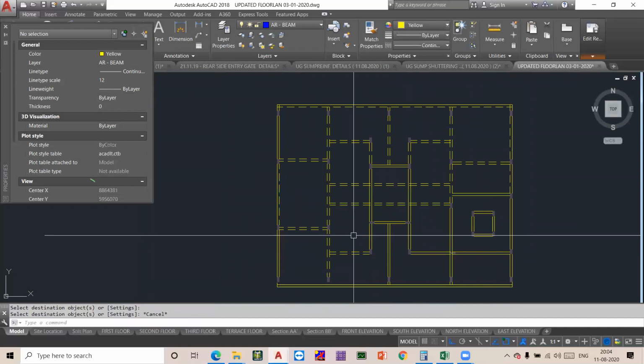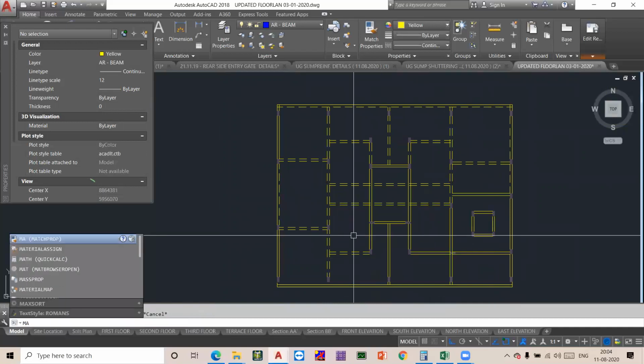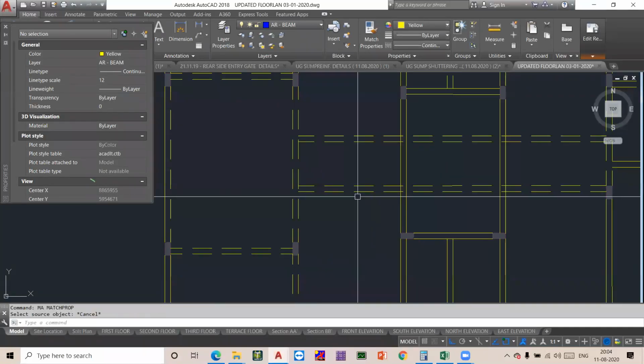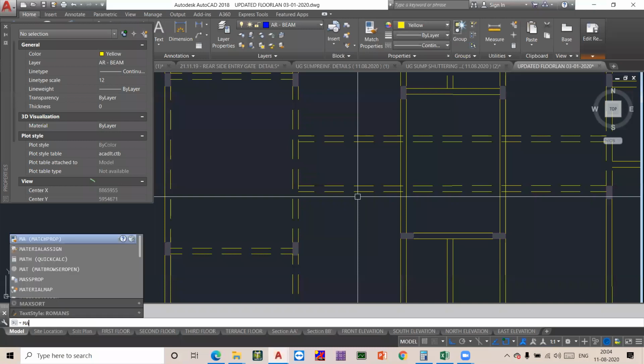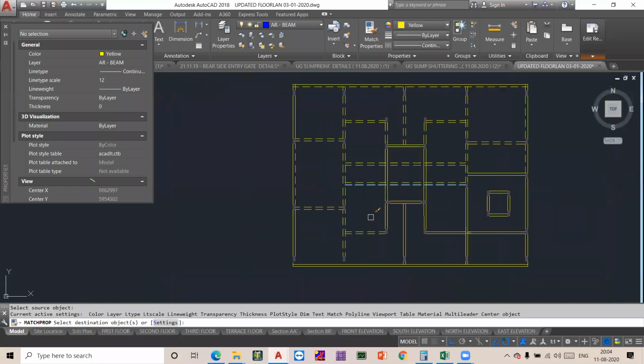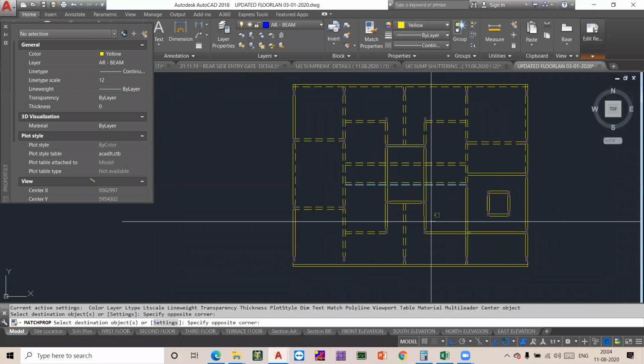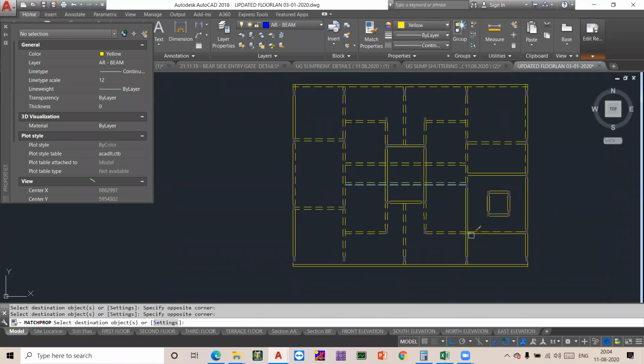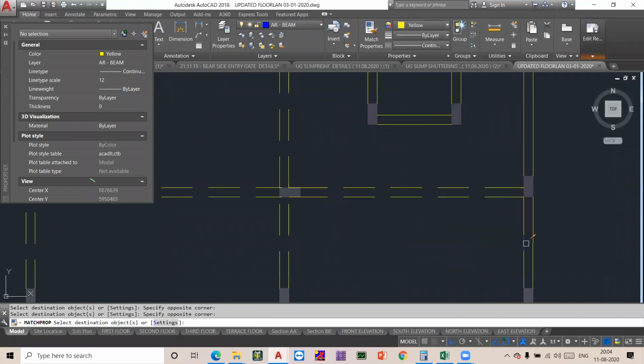What I am doing is I am matching the property. I have used a command called match property, and the same thing I am using on all the other beam lines, so that the same thing will be copied onto them.